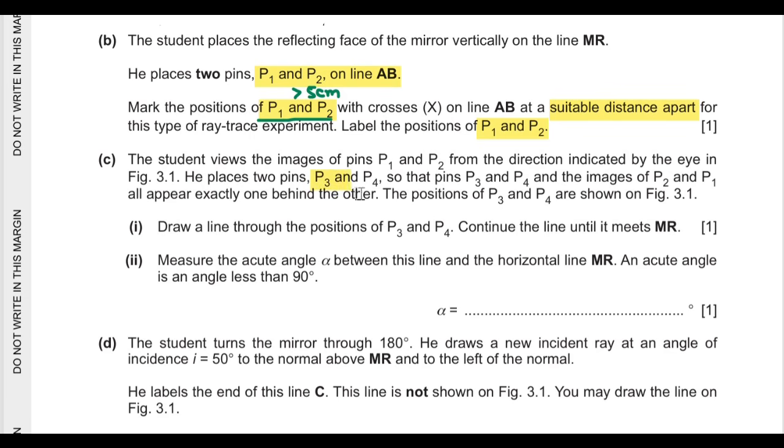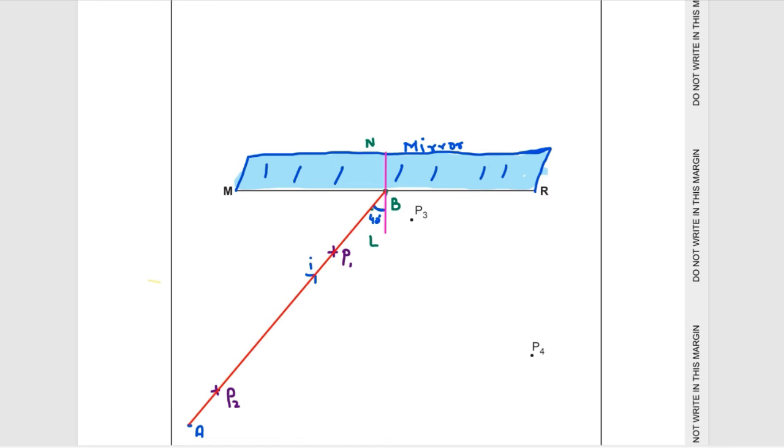He places two pins P3 and P4 so that P3 and P4 and P2 and P1 all appear exactly behind each other. The positions of P3 and P4 are shown in figure 3.1. Draw a line through P3 and P4. Continue the line until it meets MR. So I am drawing a line through P4 and P3 until it reaches the line MR like this.